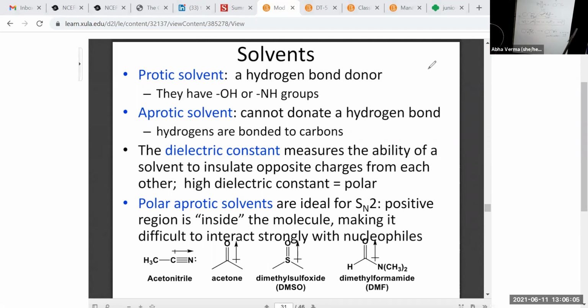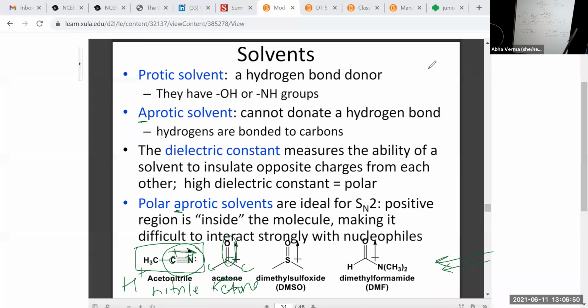Aprotic solvents, on the other hand, as the name indicates, will be without a proton. And for this course, you should know all of these polar but aprotic solvents. So if you look at this particular molecule, there is a C and there is a N. There is definitely a dipole present here. So the polarity is there, but no proton will be available to be given away. Similarly, in acetone, a carbonyl. What functional group is this? This is a ketone. And this is a nitrile.